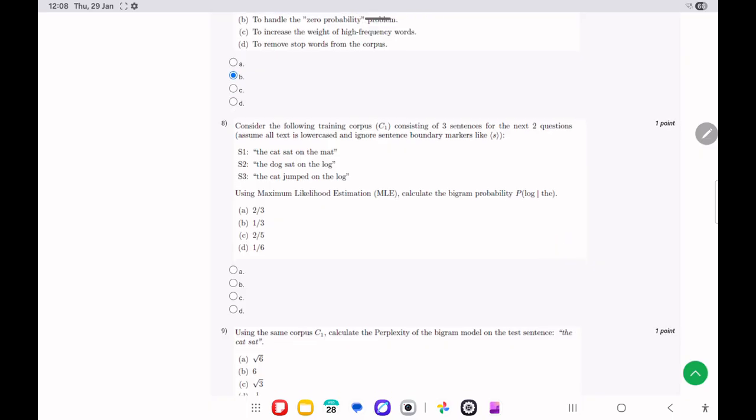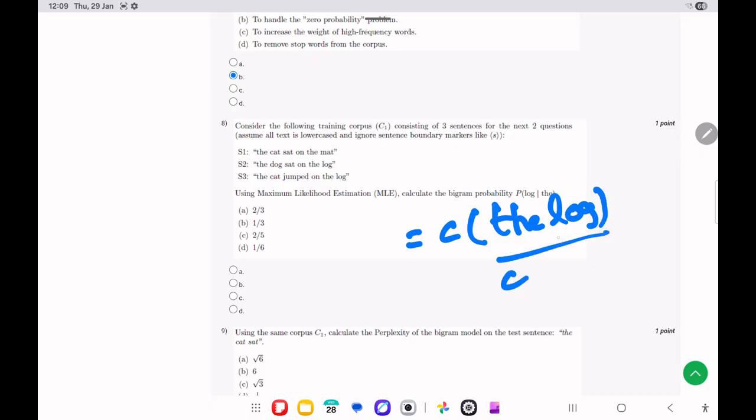Then the next one. They have given three sentences, three corpuses. For the next two questions they are given. First we will calculate one by one using the maximum likelihood estimation, MLE. As I told, they are asking for the probability of log given d. Log given d means the count of log divided by count of d.